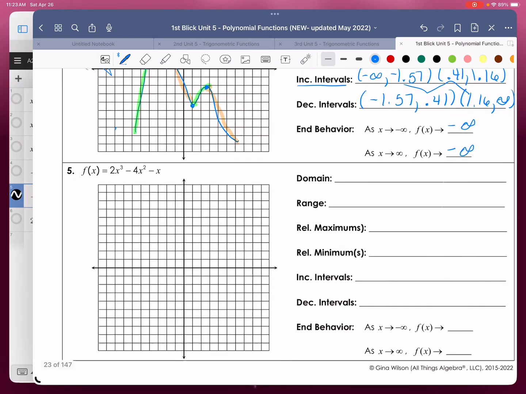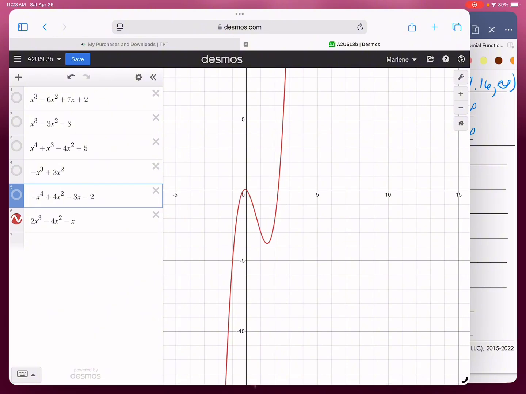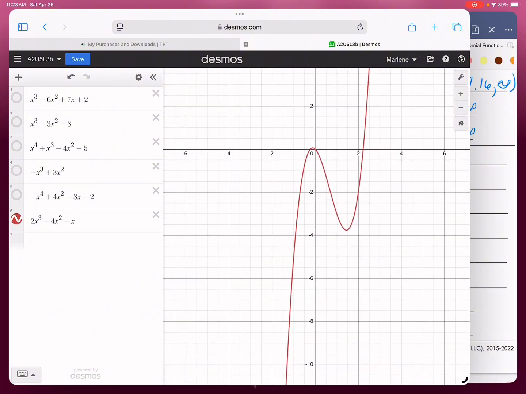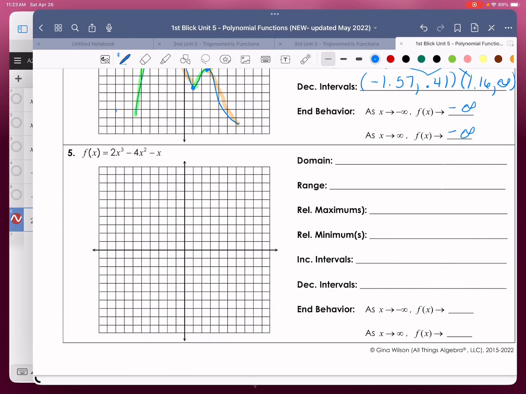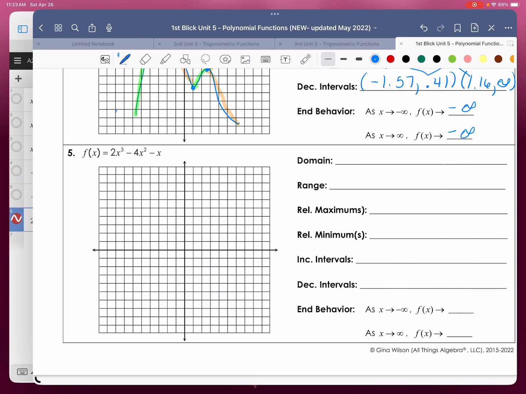Okay, let's look at one more. We're going to graph it on Desmos to get a look at it. And that's what your graph is going to look like. There's one max up there and one min over here. And if we go ahead and look at increasing, decreasing, it is going to increase from negative infinity all the way up to this point, and then it's going to have a decreasing interval and then a third increasing.